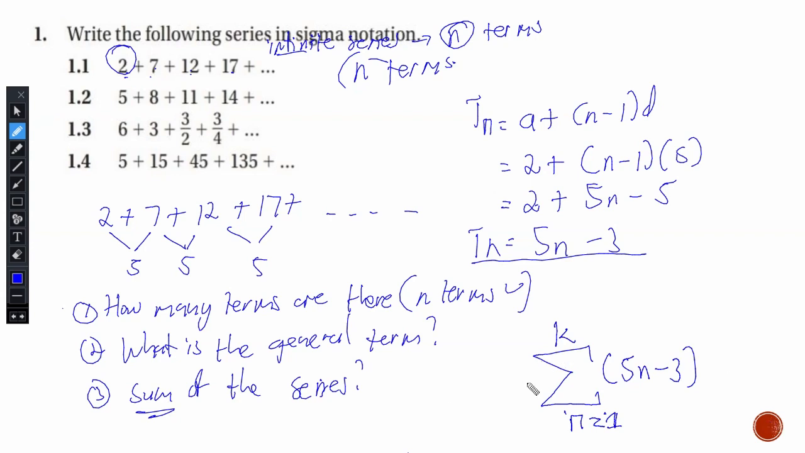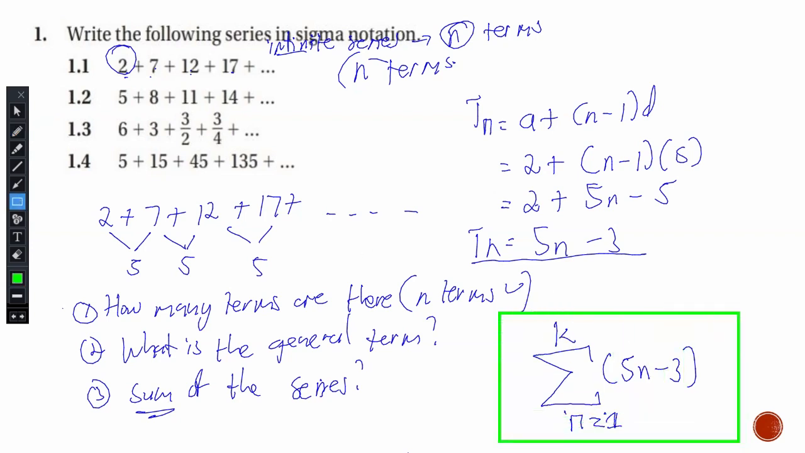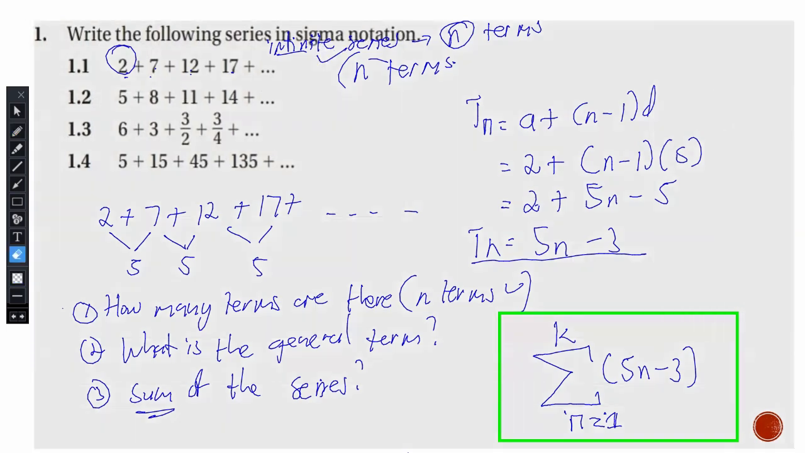Okay, and then that's basically how you would represent your sigma notation if you don't know the number of terms. So this is how you represent the sigma notation if you do not know the number of terms or where the series ends. Okay, now let's move to 1.2.